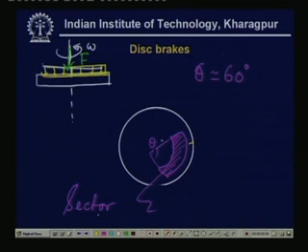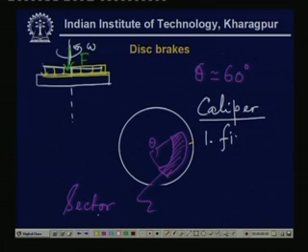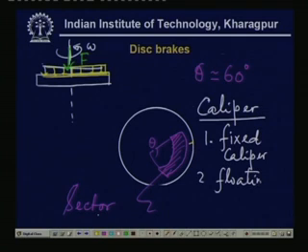This kind of sector type brake is used in automobiles, and the arrangement through which this normal pressure is applied is known as the caliper. So, this is the caliper and it may be fixed to the automobile body. So, there may be a fixed caliper or there may be a floating caliper.